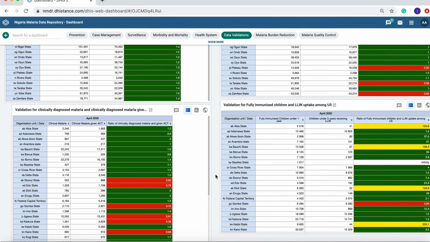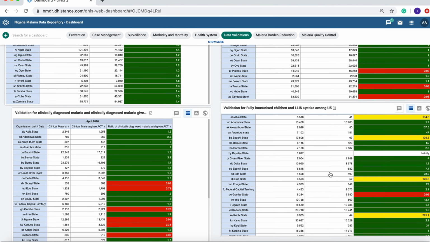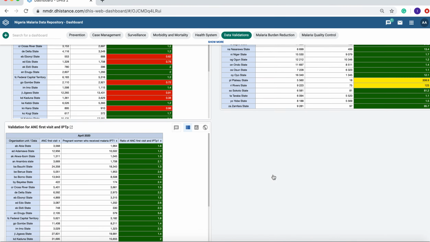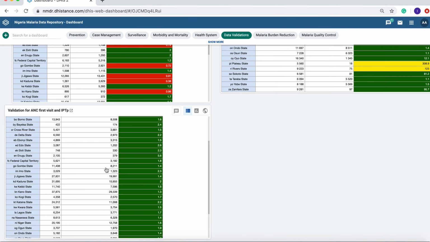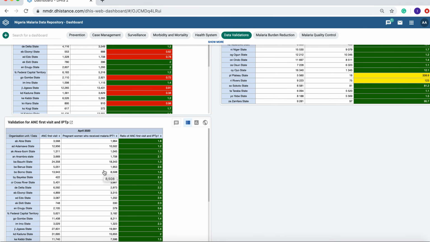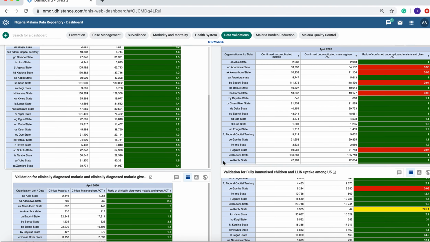Then you can now look at those that are clinically diagnosed malaria given ACT. So we combine the confirmed and the clinically diagnosed given ACT, and then we looked to see. Because even if you are diagnosed clinically, you are still expected to receive ACT. And then this is fully immunized children and the LLIN uptake. You shouldn't have more children that receive LLIN than those that are fully immunized, because this is the denominator for eligibility to receive the LLIN. Then the last one is the ANC first visit and the IPTp, because this you shouldn't exceed that. So those are some of the data validations.